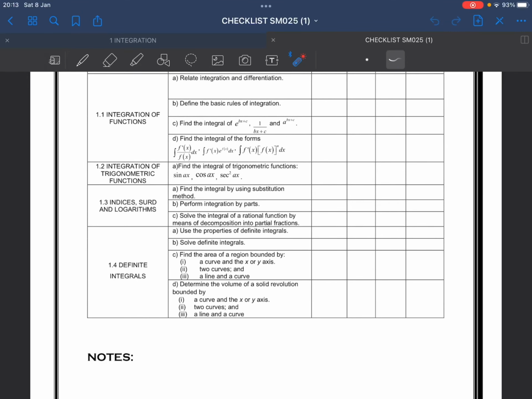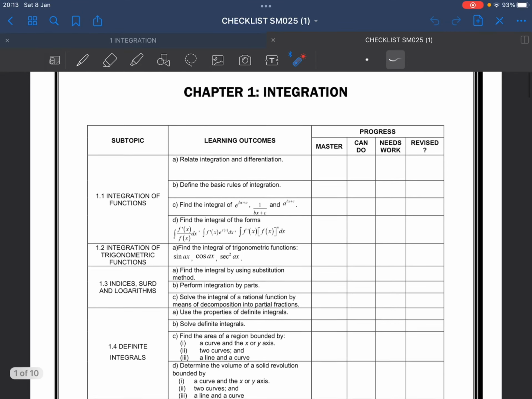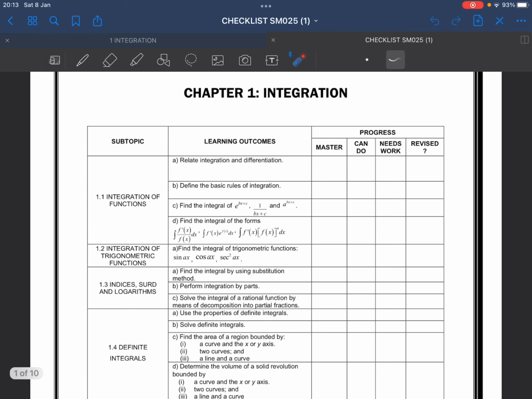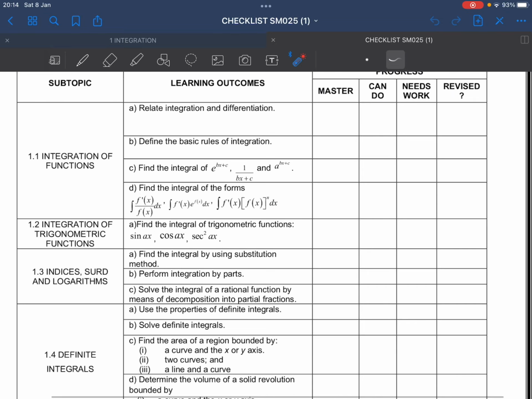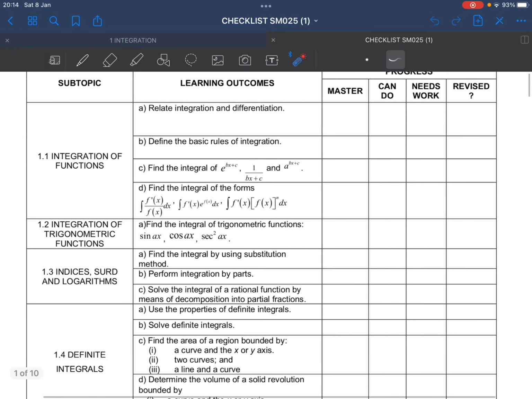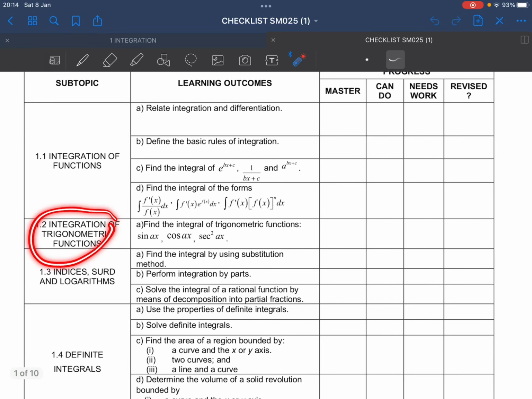Okay, so we have already seen the first subtopic. By now you should know how to do basic rules of integration, how to integrate exponent, how to integrate rational, how to integrate exponent with a constant. Okay, so for this video we are going to see how to do integration of trigonometric function.